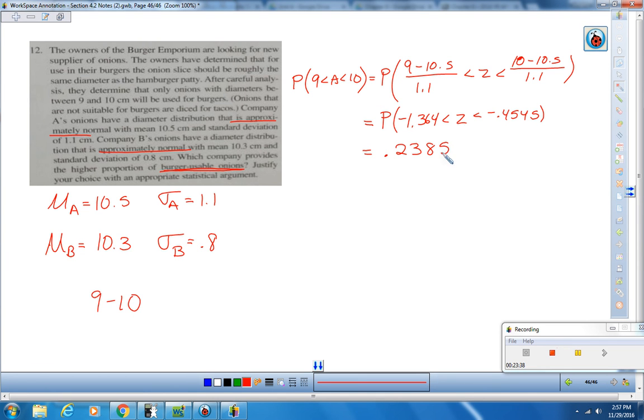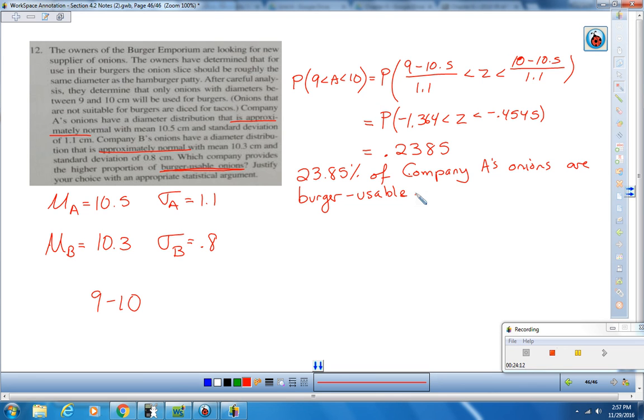So that means about 23.85% of Company A's onions are burger usable. Okay? So that took care of Company A. Now we have to do the same thing for Company B, but it's a simple calculation.